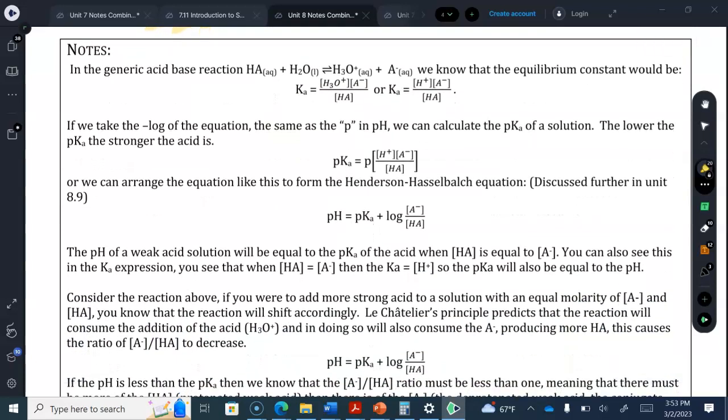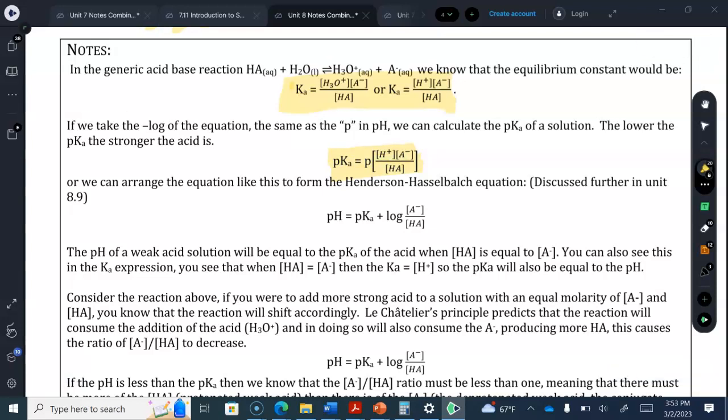In the generic acid-base reaction, HA plus H2O yields H3O+ plus A-. We know that the equilibrium constant would be as follows. Those both are the same thing depending on how you're representing the hydronium ion. If we take the negative log of this equation, the same as the p in pH, we can calculate the pKa of the solution. The lower the pKa, the stronger the acid is.